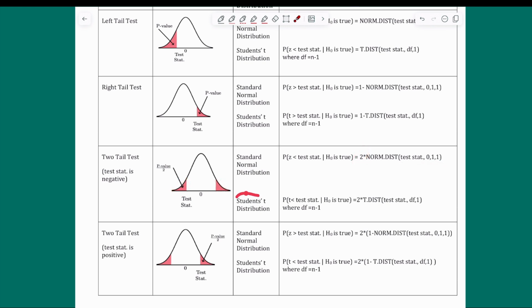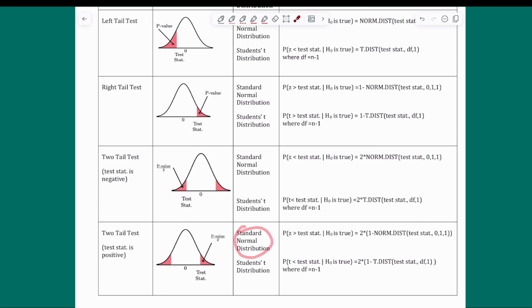If it was the student t distribution, then you would use t.dist. This time you would double it: test stat, degrees of freedom, and 1. But if the test stat were positive, that means it's over here, and so we would do something similar.